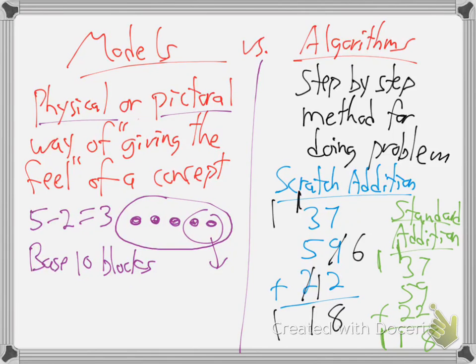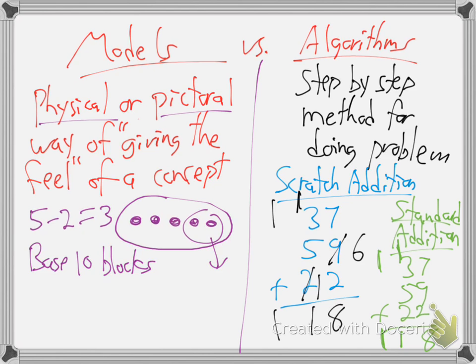So that's what we're showing here. We're showing models give a feel. They're a terrible way to do problems. I mean, you wouldn't want to make them do 20 of these, because this is a lousy way to do problems, right? Models are not an efficient way to solve problems. They're meant to just do one or two of them to give the feel. And then algorithms are step-by-step procedures for getting answers, right?